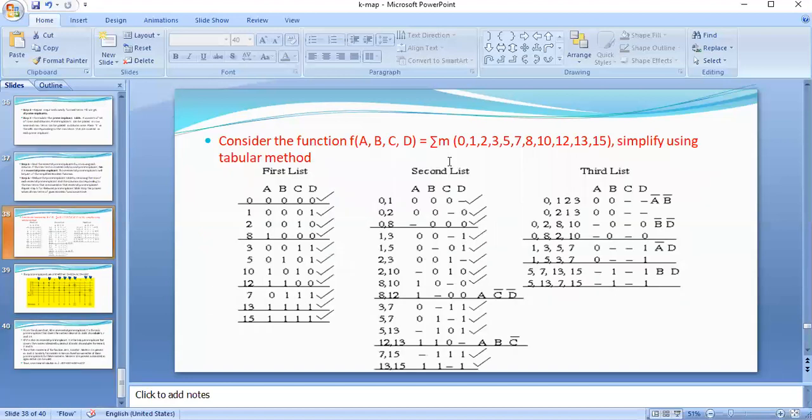See here, I'm taking one example. Consider the function f of a, b, c, d. The function has 4 variables. Here I'm taking summation m, which means the given terms are minterms. You have to simplify this function using the tabular method.